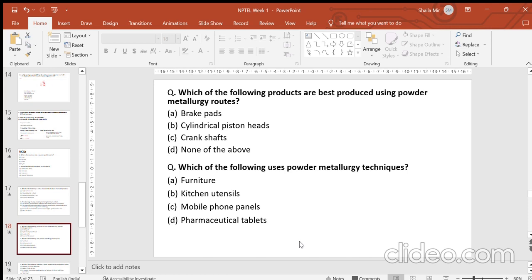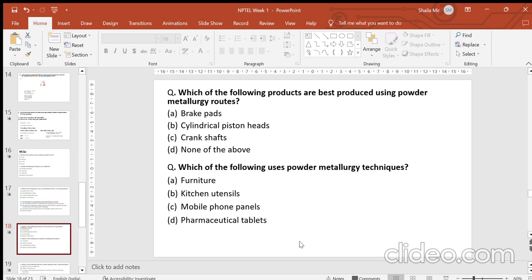And we have another question here. Which of the following products are best produced using powder metallurgy? Brake pads, cylindrical piston heads, crankshafts, none of the above. Brake pads. Yes, brake pads are produced by powder metallurgy, while crankshafts are sometimes also produced by casting routes.